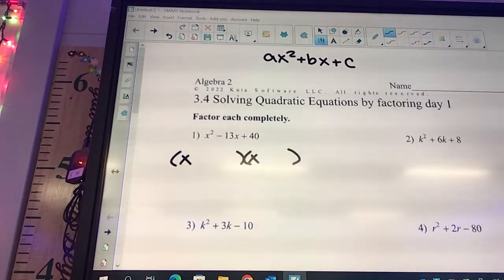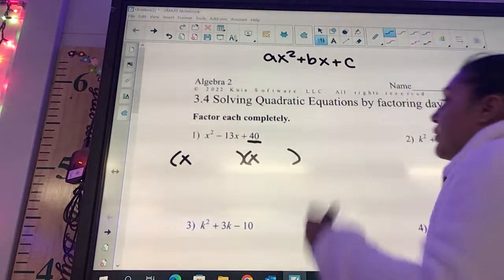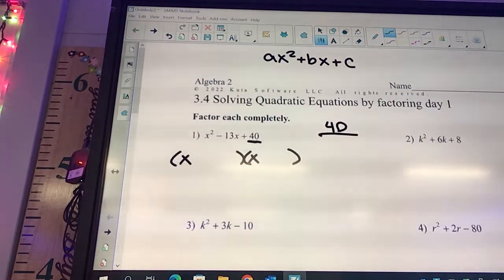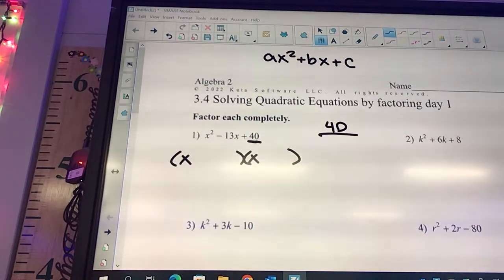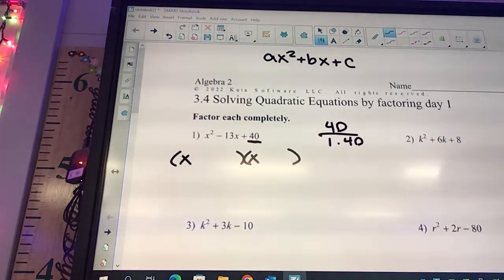Okay, now here's where you get some differences. You're always going to take this last number, which is 40. You're going to write it off to the side. Now you can go through and say, what are the factors of 40? The first one is always going to be 1 times whatever number's up there. 1 times 40 is 40.